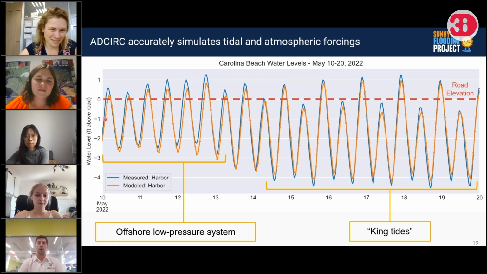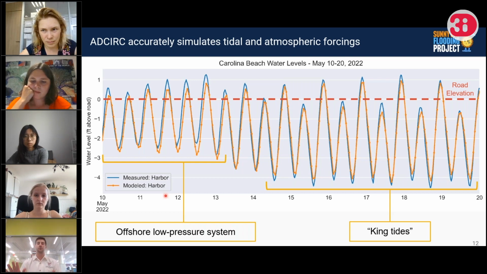In blue are water levels from a gauge in the Carolina Beach Harbor, and in orange are modeled water levels from ADCIRC. From May 10th to 13th, water levels above the edge of road elevation, which is how our group defines flooding, result from an offshore low pressure system and winds that push water onshore. Here, the whole tidal cycle takes place at higher than normal water levels.